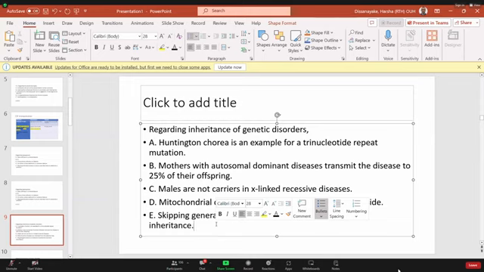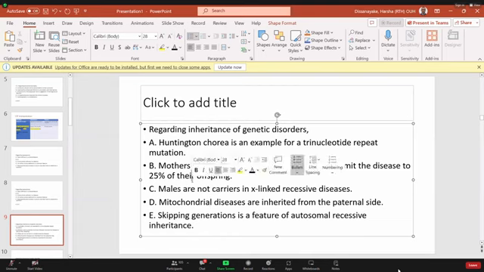Mothers with autosomal dominant disease transmit the disease to 25% of their offspring. If we are told that someone has an autosomal dominant disease, we would consider that the index case has one abnormal gene and one normal gene. Do not consider the possibility of that individual having two abnormal genes. Now, in this scenario, if one of the chromosomes in the mother has the disease-causing gene, the probability is that half of offspring will get it. So the percentage will be 50%.